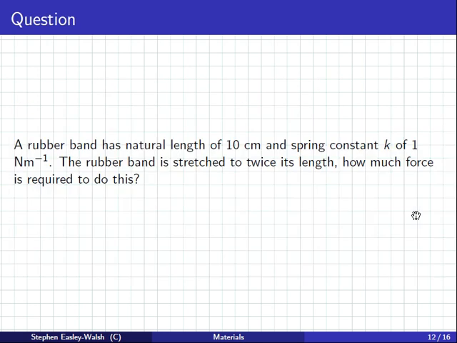Right. A rubber band has a natural length of 10 centimetres and a spring constant of 1 Newton per metre. And the rubber band is stretched to twice its length. How much force is required? I'll give you a few seconds. Can you tell me what you get here? Using Hooke's law.